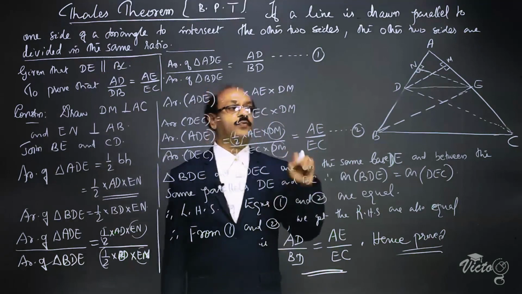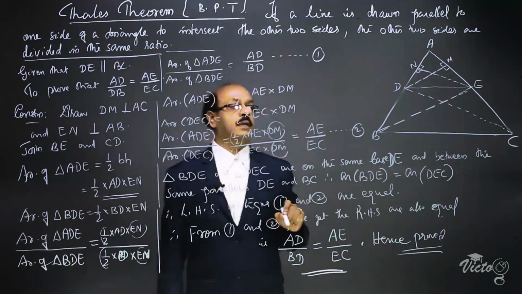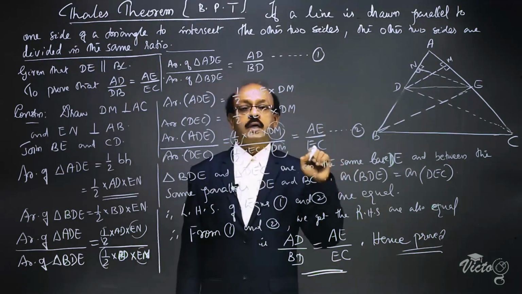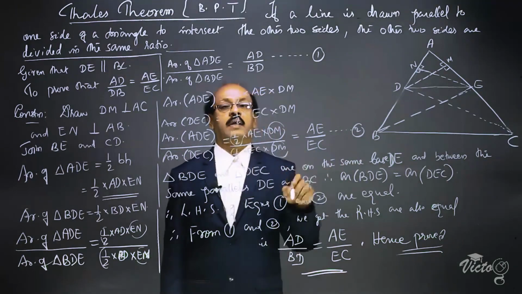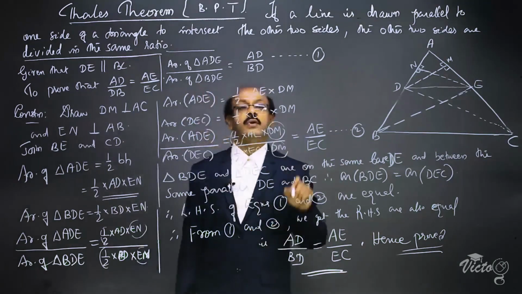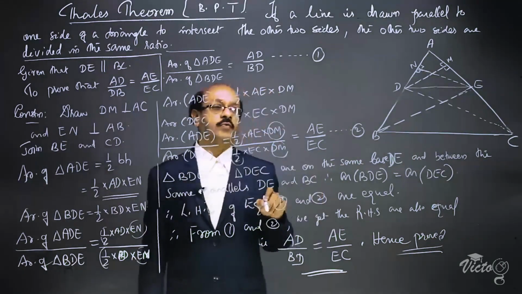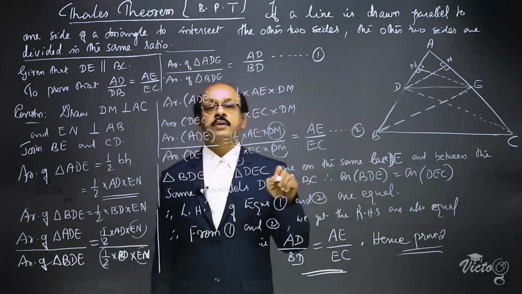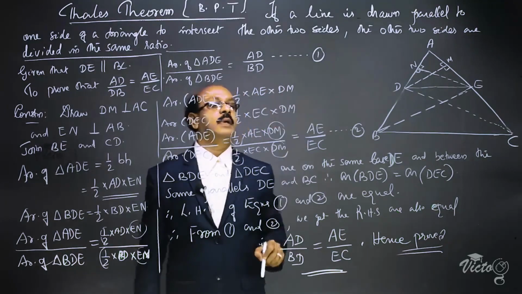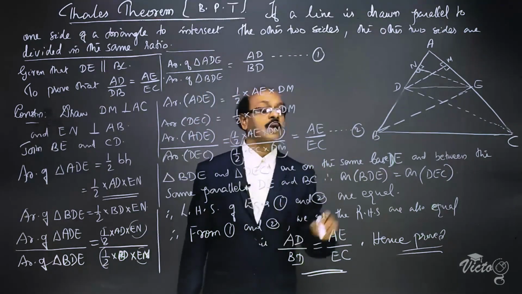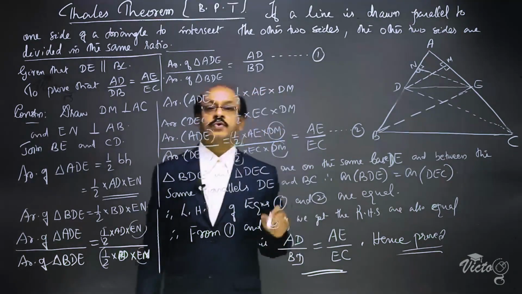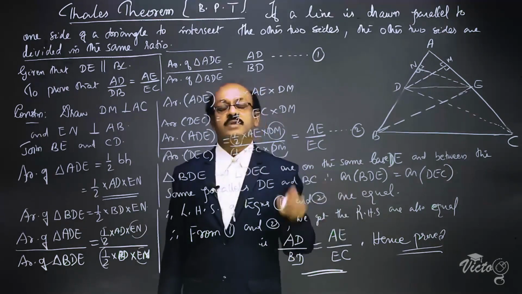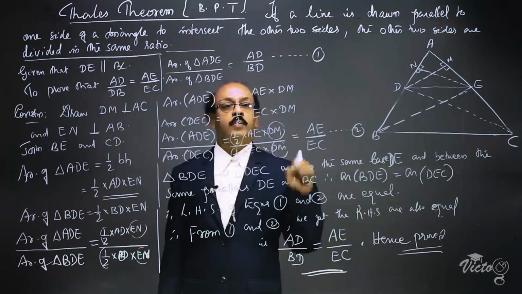Therefore, area of triangle DBE and DEC are equal. From that result, we get the left hand sides of equation numbers 1 and 2 are equal. Therefore, the right hand sides of equation numbers 1 and 2 are also equal. That means AD by BD is equal to AE by EC. That is the result which we had to prove. Hence, proved the theorem. Study this theorem very well. It is an important theorem.